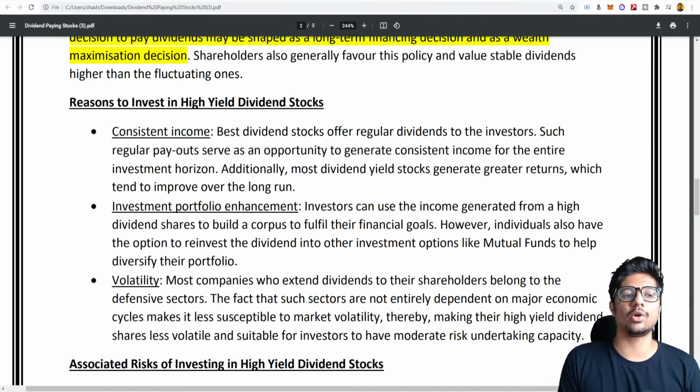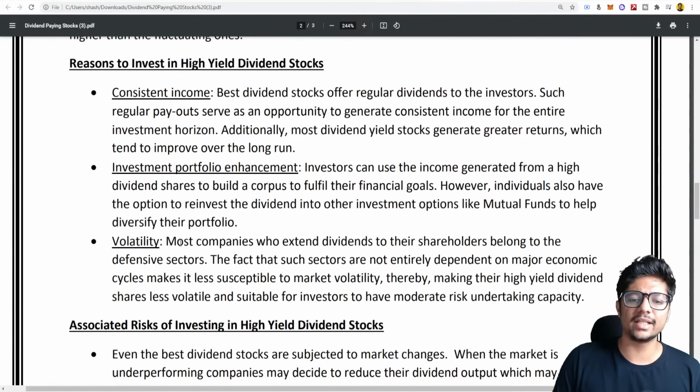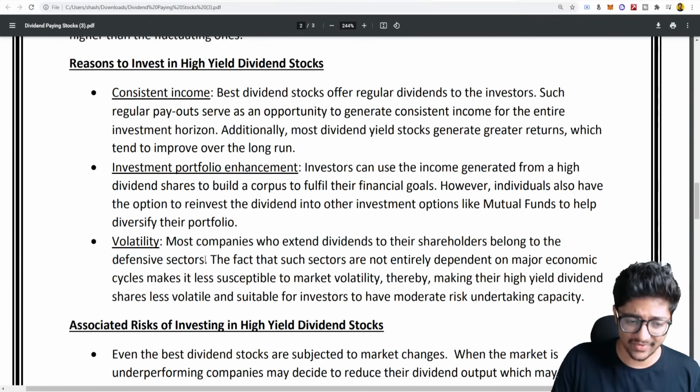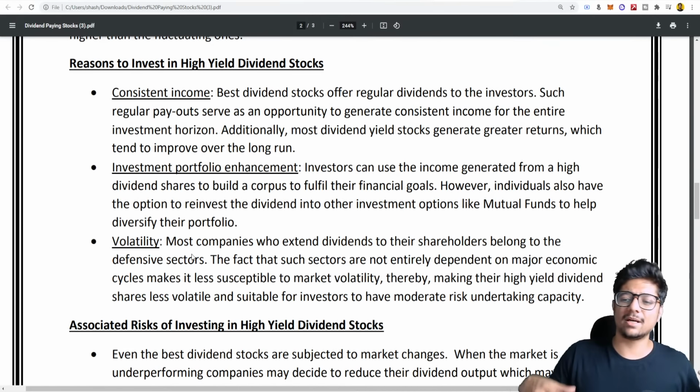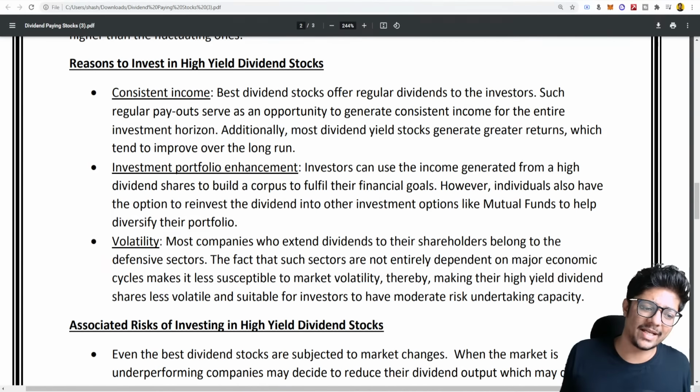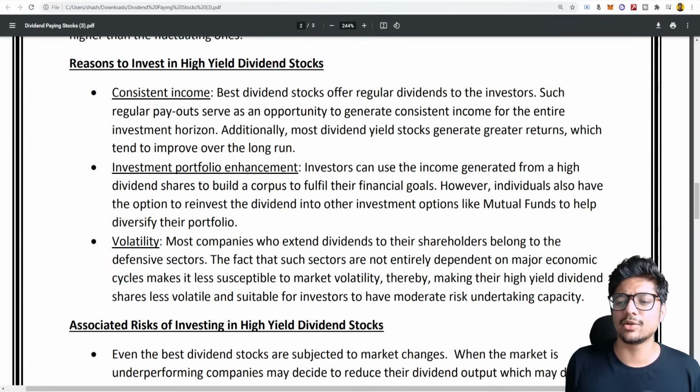Now, what are the reasons for dividend investing or high yield dividend stocks? Obviously, it's consistent income. It is good to have some kind of money coming into your bank account, so that is great for you, number one. Second, the volatility reduces slightly. Most companies who extend dividends to shareholders belong to defensive sectors. What do you mean by defensive sectors? These companies are already so big that they're not very volatile. So your capital erosion might not happen.